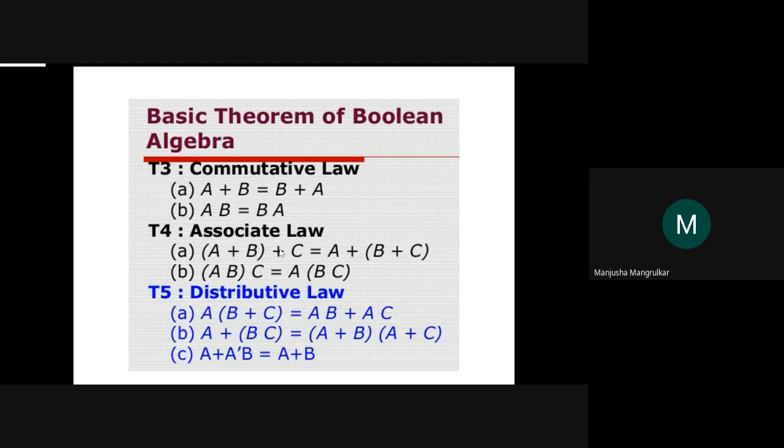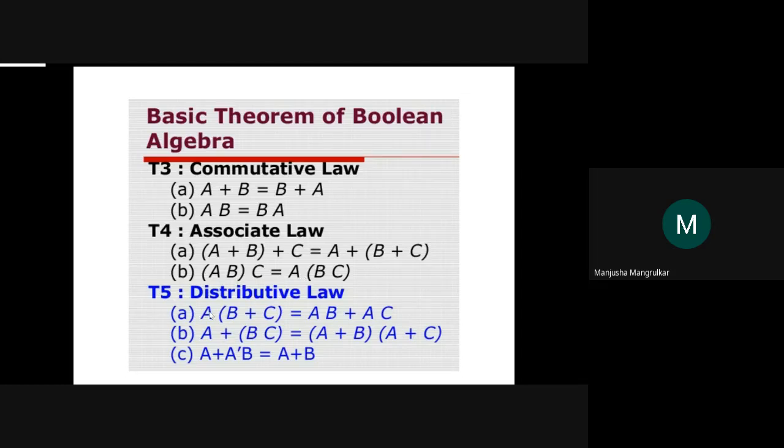The same result will be ANDed with A. So the output of A AND B first, and then the result of A AND B is ANDed with C, is the same result we get with B AND C, and that B AND C result ANDed with A. So these are the associative laws.